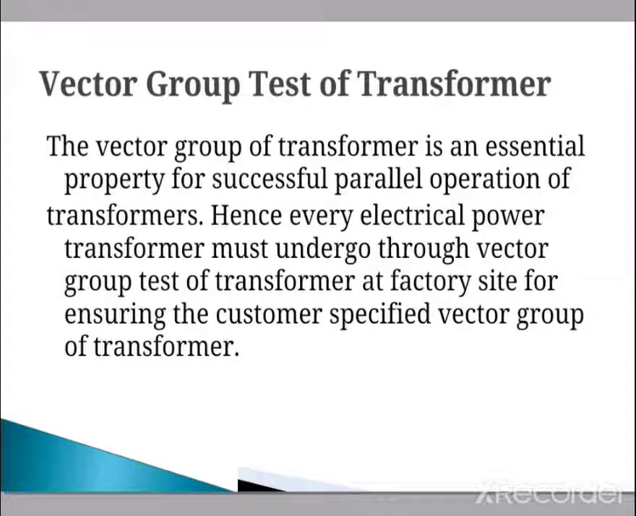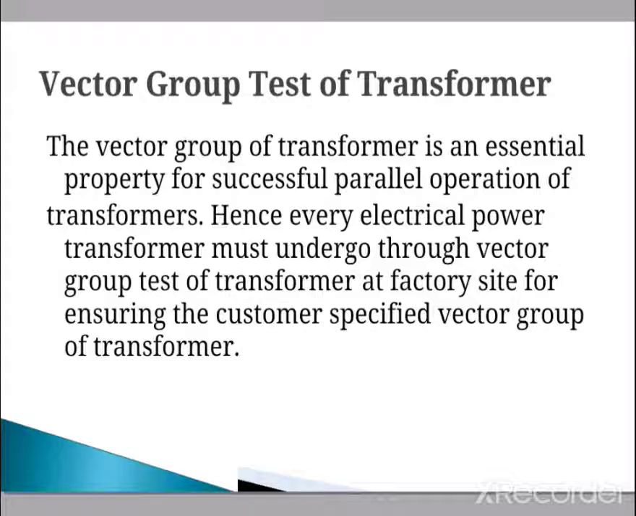If we run these transformers in parallel, then a circulating current flows between the transformers, because there is a phase angle difference between their secondary line voltages. This phase difference cannot be compensated, thus two sets of connections giving secondary voltage with phase displacement cannot be intended for parallel operation of transformers.